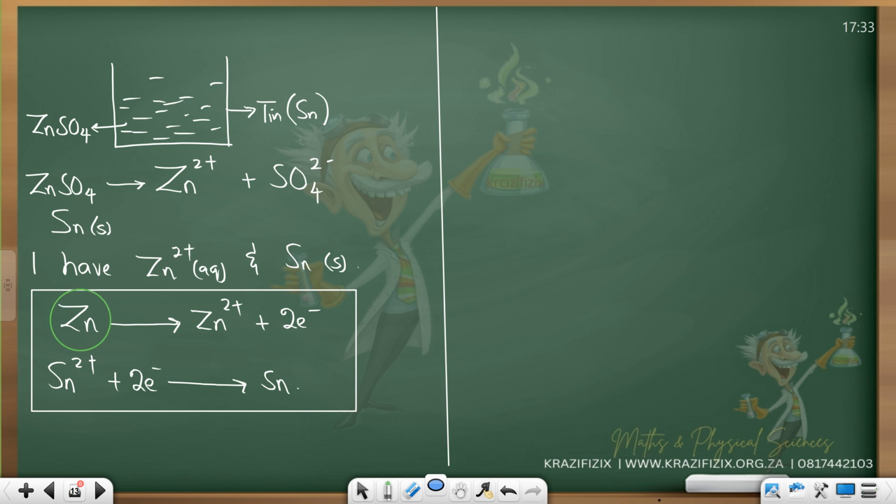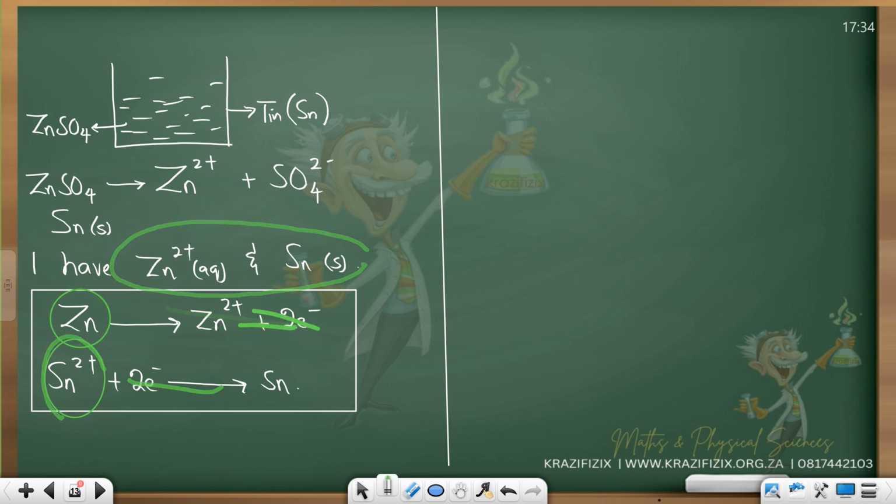What do I have here on the left? Zinc. Sn2 plus, tin 2 plus. What are my reactants? Zinc 2 plus. Please, I want you to listen carefully here because I'm not going to write anything. In my system, what are the reactants? Zinc 2 plus and tin. In my half reactions, what are my reactants? Zinc solid. Do you notice that they are not the same?